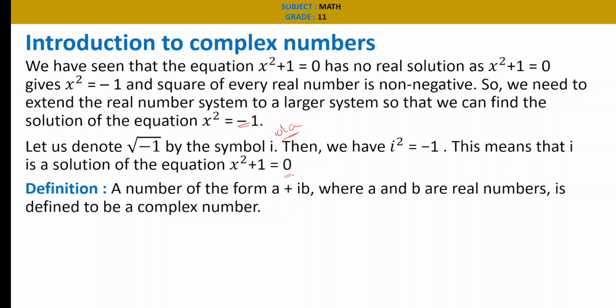Now, let us see complex numbers. Definition. A number of the form a plus ib, where a and b are real, is defined to be a complex number. For example, 2 plus 4i. Here, 2 and 4 are real numbers. 1 plus root 3 i, where 1 and root 3 are real numbers, and 4 plus 2 by 3 into i. These are the examples of complex numbers.